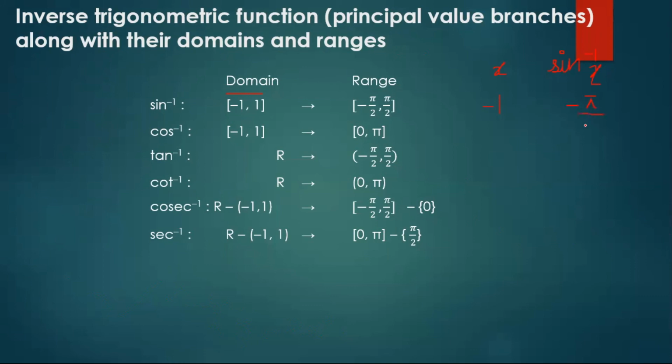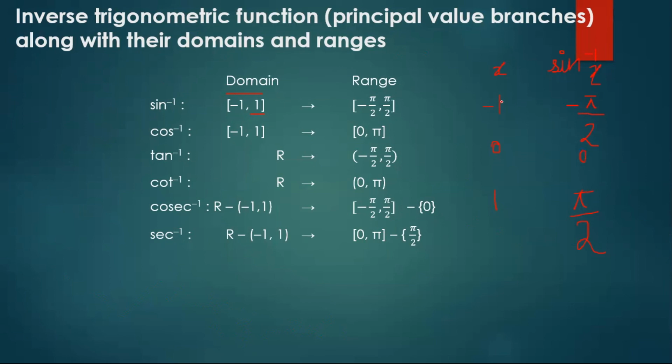Clear? Okay, next we'll take 1. Sine inverse 1. When is sine 1? At pi by 2. Is it clear? Now in between we can take a value. We'll take 0. So sine inverse 0. When is sine 0? At 0. Is it clear?